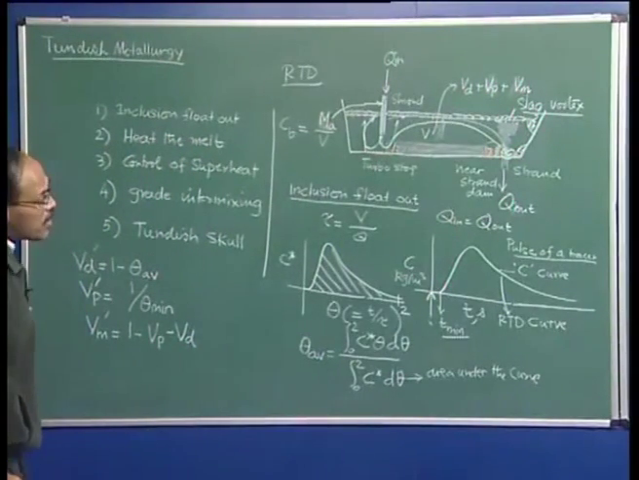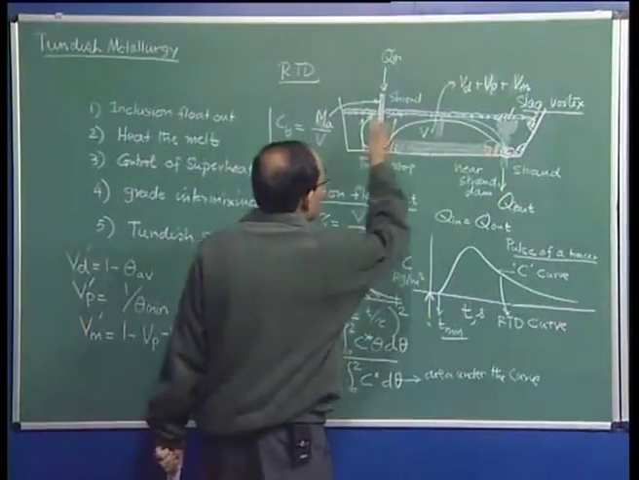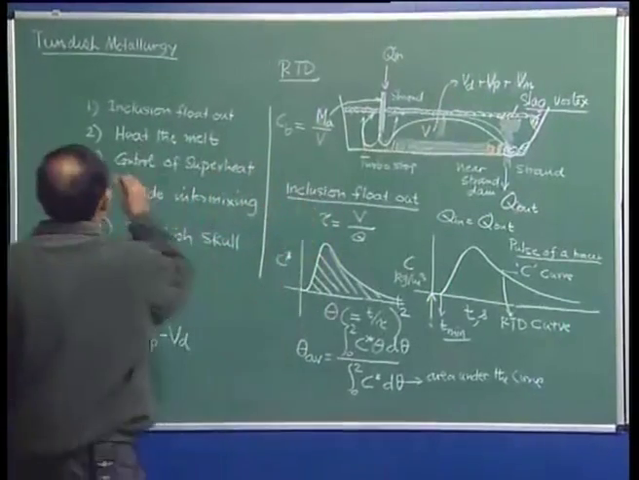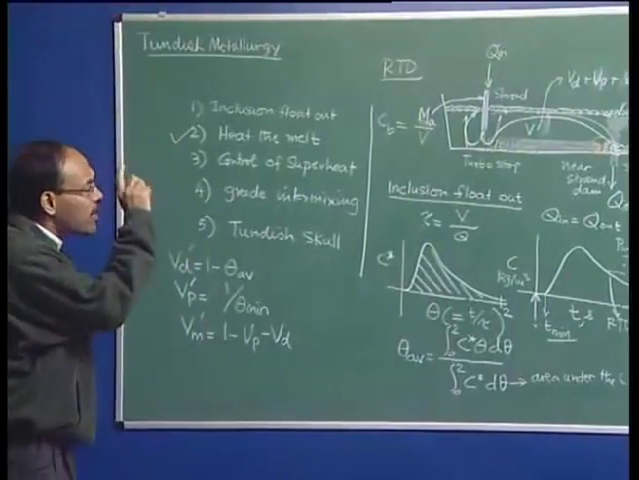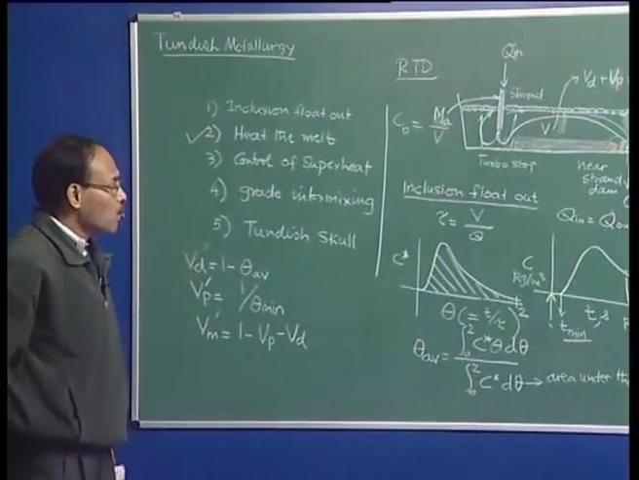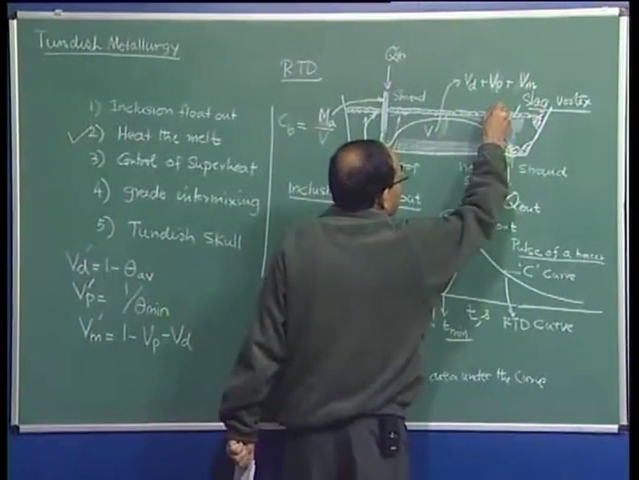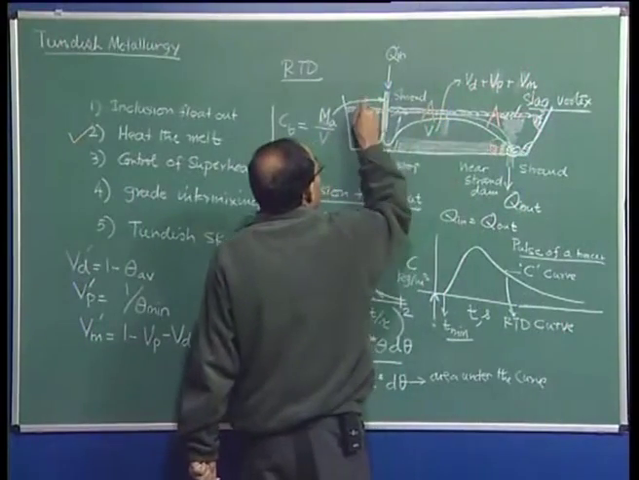Now, as I mentioned to you, for the time being, if you assume that inclusion flotation is not our objective, but we would like to heat the melt, because in the previous cases there has been quite a bit of drop in temperature. So, we may apply what is known as the plasma heaters at various locations in the melt.